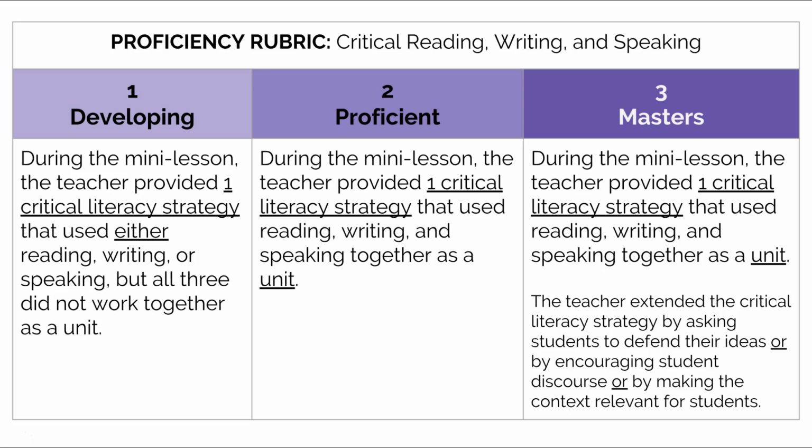At the conclusion of this course, you'll have an opportunity to demonstrate your understanding of the stated learning objective by participating in a demonstration lab, which is sponsored by the Region 11 Certification Team. During the demonstration lab, you'll present a 10-minute mini lesson in which you provide one critical literacy strategy that uses the components of reading, writing, and speaking. You'll receive feedback based on the proficiency rubric you see on the screen. To earn credit for this course, participants must score at the proficient or master's level.